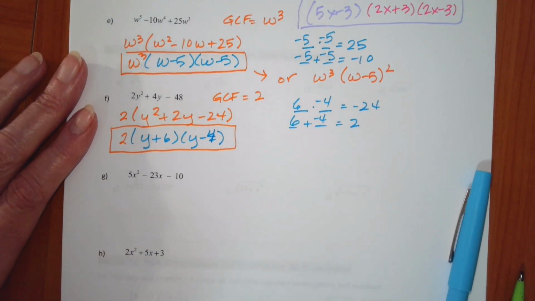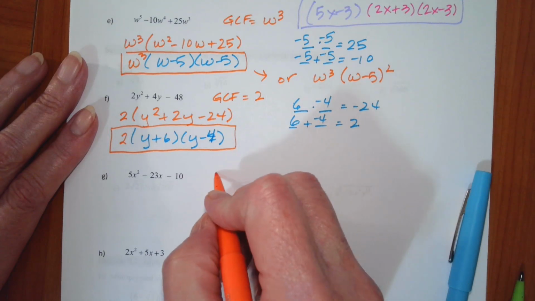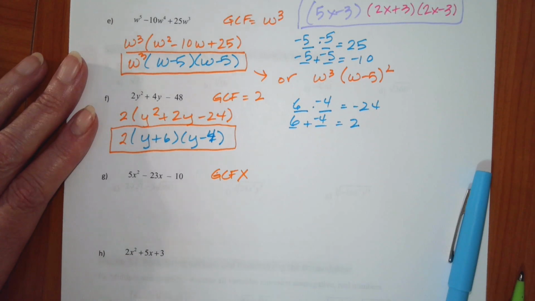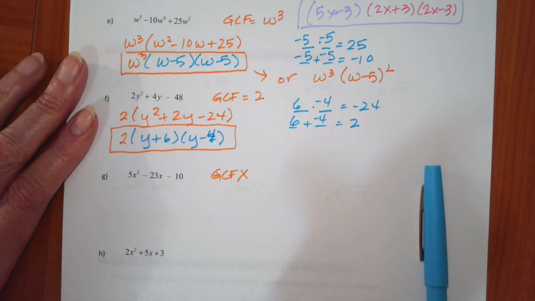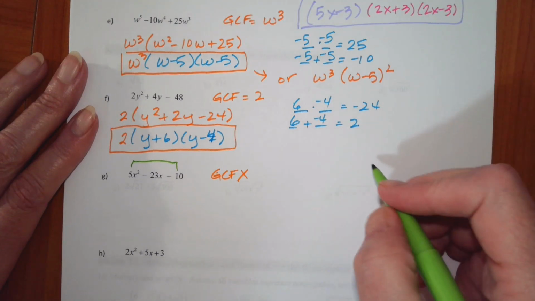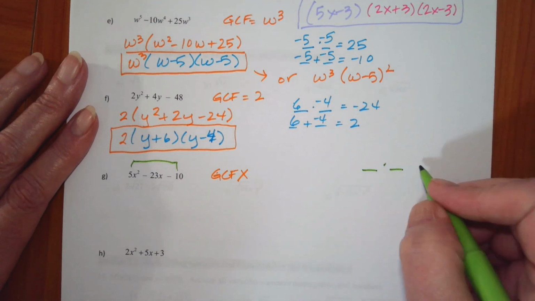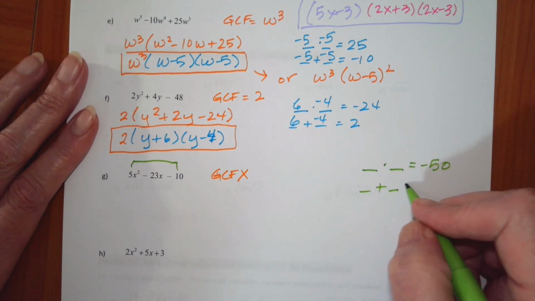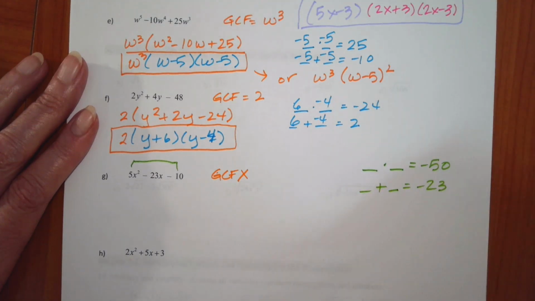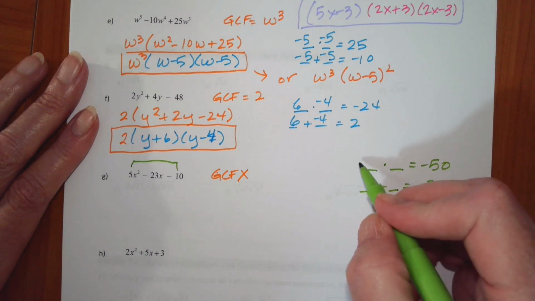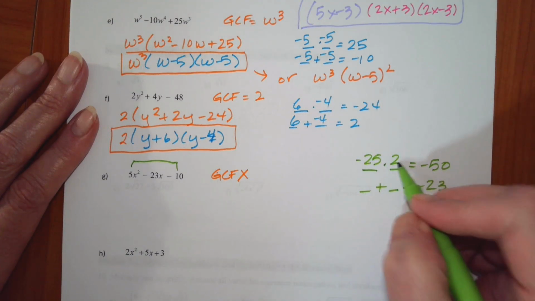Okay, 5x squared minus 23x minus 10. GCF, there isn't one, so I'm going to have to split and group. And if you're doing this guess and check, it works just the same. So I'm looking for two numbers whose product is negative 50 and whose sum is negative 23. So I'm going to find all my factor pairs of 50 and find out which of them add up to negative 23. And they are negative 25 and 2.